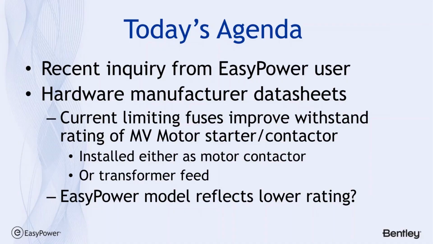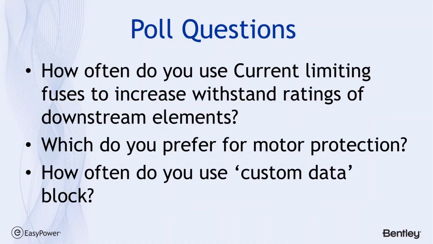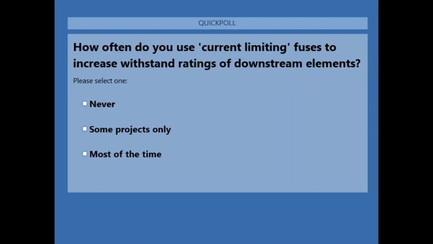So with that in mind, let's start with a couple of poll questions. The first question I have is, how often do you use current limiting fuses to increase the withstand ratings of downstream elements? And as always, there's no obligation or liability, but I would appreciate your participation in the poll responses. Strictly for my edification.